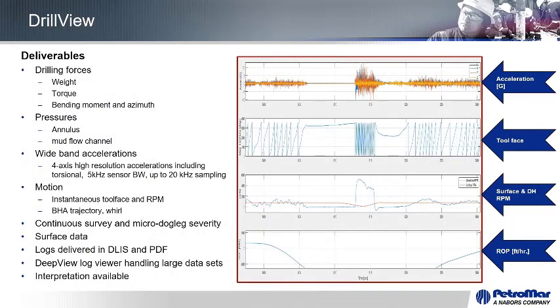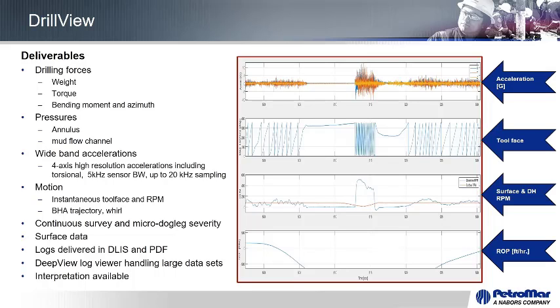The measurements that the tool acquires and the tool deliverables include drilling forces, weight, torque, and bending moment, 2 pressures from the annulus and mud flow channel, very wide band accelerations. This is one of the distinguishing features of DrillView. Its sensors are capable of pretty wide bandwidth, 5 kHz sensor bandwidth on all 4 axes, and up to 20 kHz sampling with proper filtering, so we don't have aliasing, as well as mounting of the sensors such that mounting resonances do not play a role in this measurement.